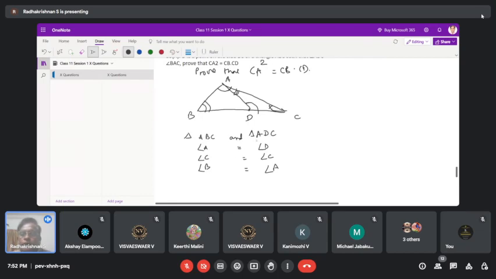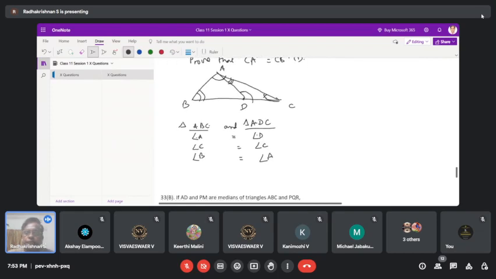For this triangle there are three angles A, D and C. In this triangle there are three angles A, B and C. Angle A is equal to angle D, angle C is equal to angle C, angle B is equal to angle A. So you have to be careful when you're writing the property of similar triangles, about which sides are proportional.